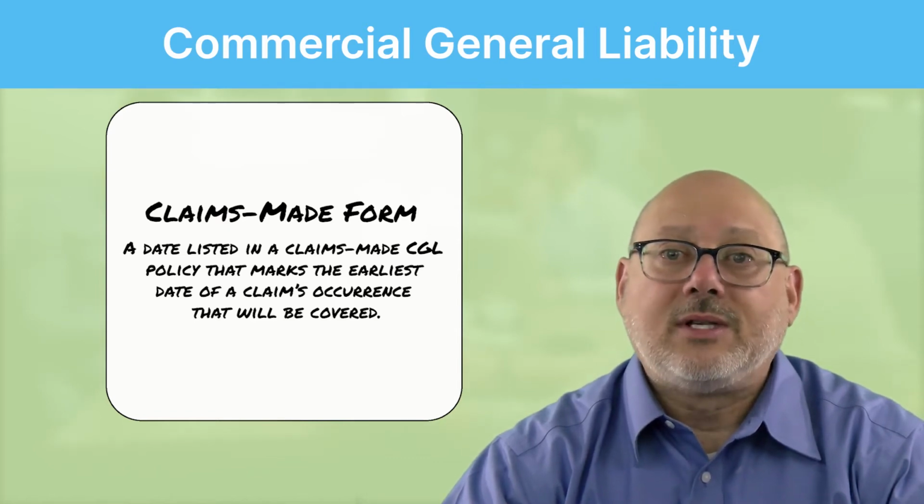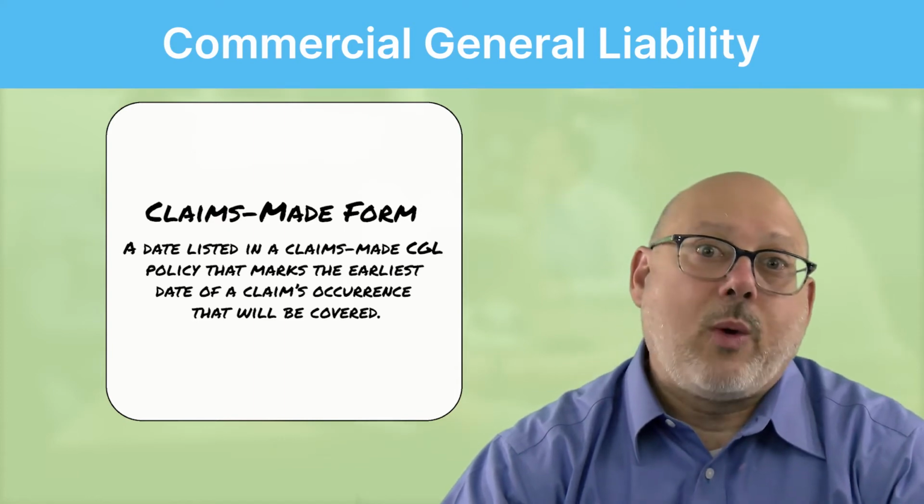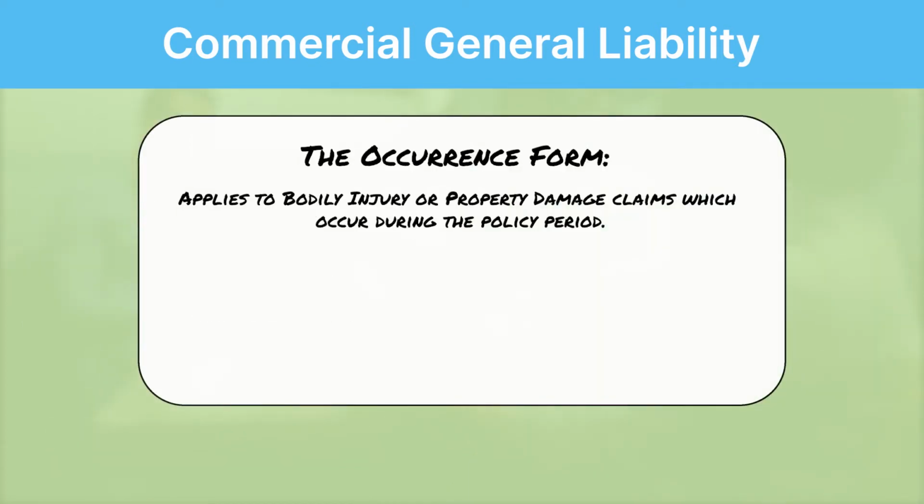In a nutshell, the CGL can be written on an occurrence or claims-made basis, and as a quick recap, we'll revisit both forms. The occurrence form applies to bodily injury or property damage claims which occur during the policy period. Get it? Occurrence form equals occurrences during the policy period. Also note, with the occurrence form, there is no requirement that the claim be filed during the policy term in which the bodily injury or property damage took place, only that the loss occurred during the policy term.